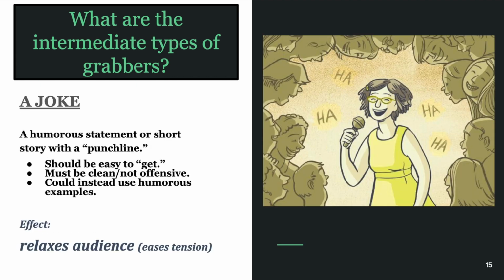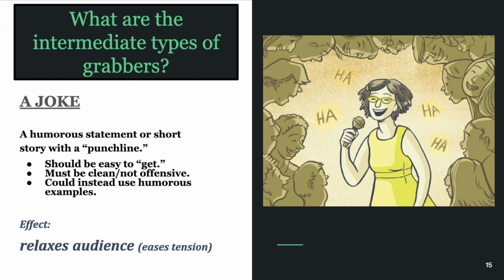Our third type of intermediate grabber is a joke. I think you guys know what a joke is, but let's just throw the definition out here. A joke is a humorous statement or short story that has a punchline at the end. A joke should be easy for most of the audience to get. You want to make sure your jokes are clean and not offensive, especially in a high school context.